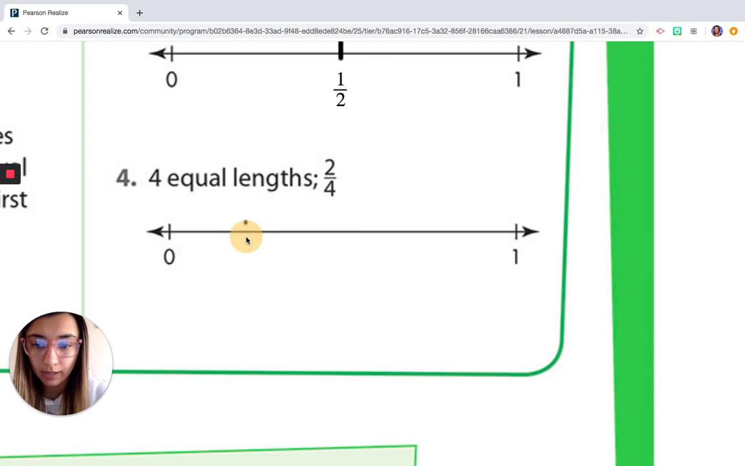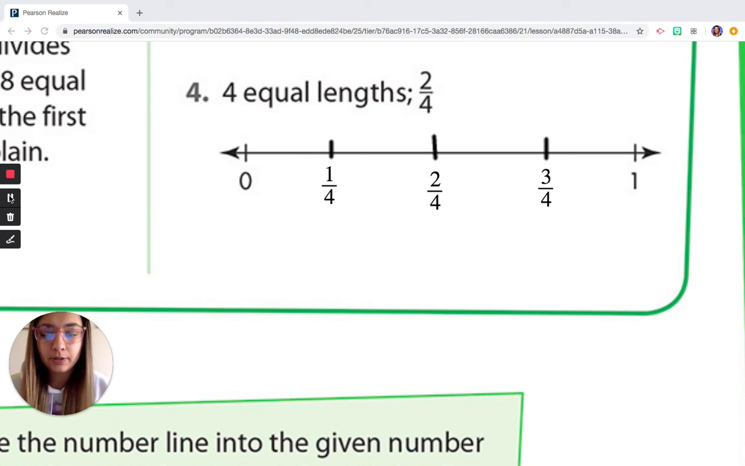So let me draw my line. So that's 1. Going to make 2. So 1, 2. We need another one. 3. So now we have 4 equal parts. 1, 2, 3, 4. So let me label those for you so you can see it. All right, so I just labeled this out so that you would be able to see what I'm talking about.